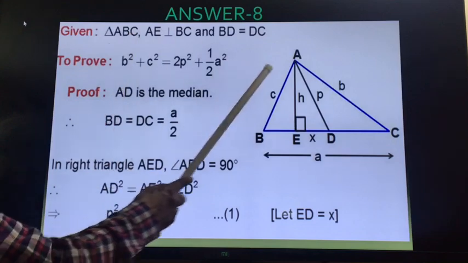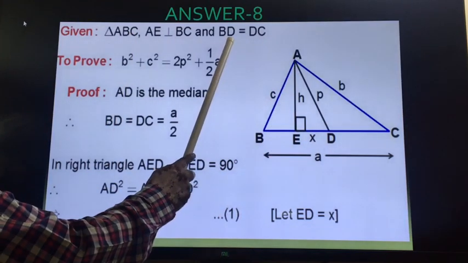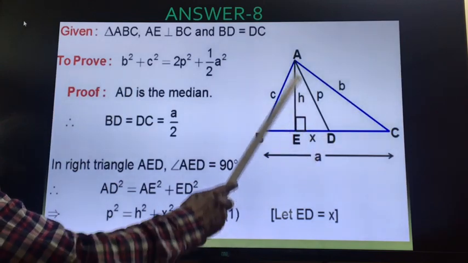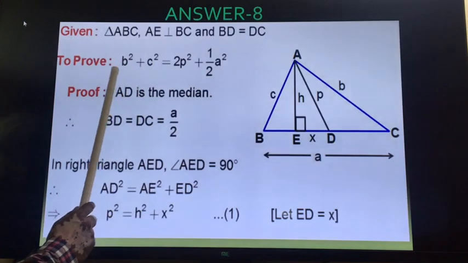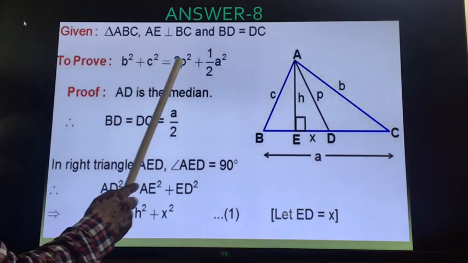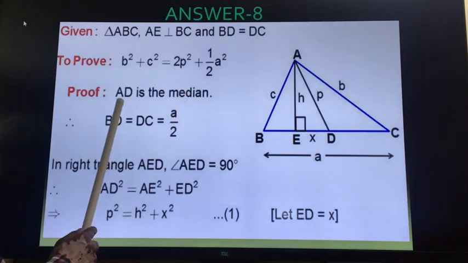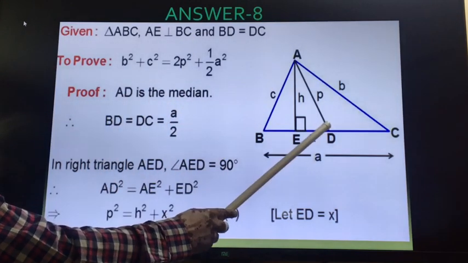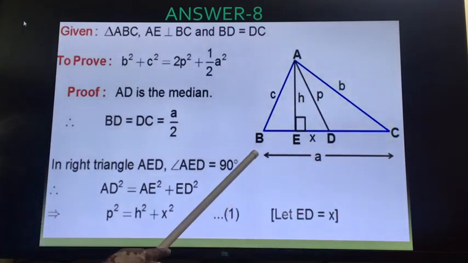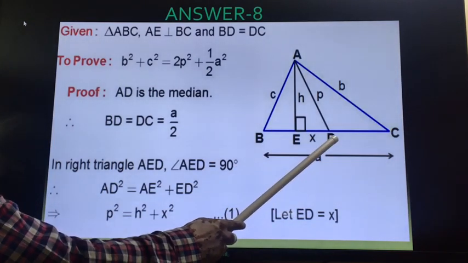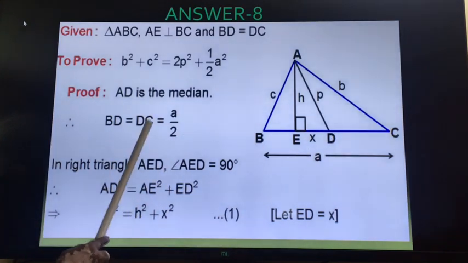What is given? Triangle ABC is given. In this, AE is perpendicular to BC and BD is equal to DC, because AD is the median. We have to prove that b square plus c square is equal to 2p square plus half a square. To do the proof, because AD is a median, BD will be equal to DC, and the total length is a, so BD will be equal to half a and DC will also be equal to half a, as both the parts are equal.